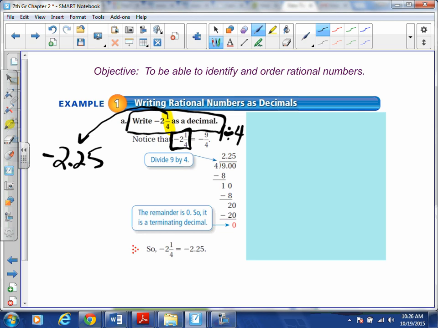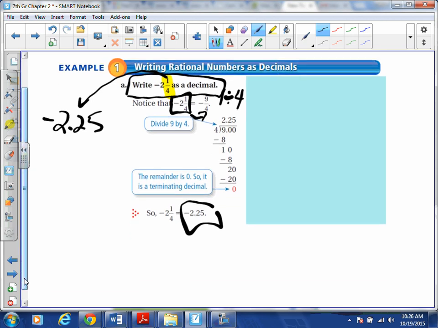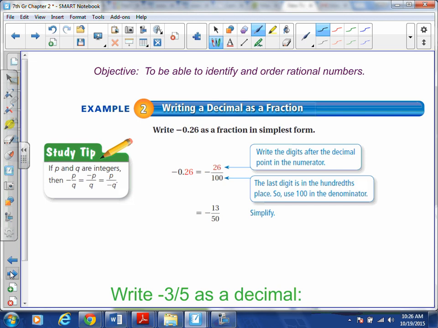The book does it another way, which also works. First, they turn their mixed number into an improper fraction. They said, okay, -2 and 1/4 is the same as -9/4. And then they just took 9 divided by 4 and made it negative and got the exact same answer as I did when I did it my way. So either way is fine. You do the way you prefer.